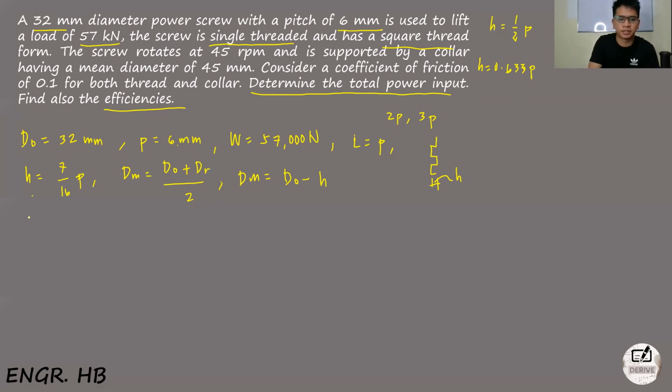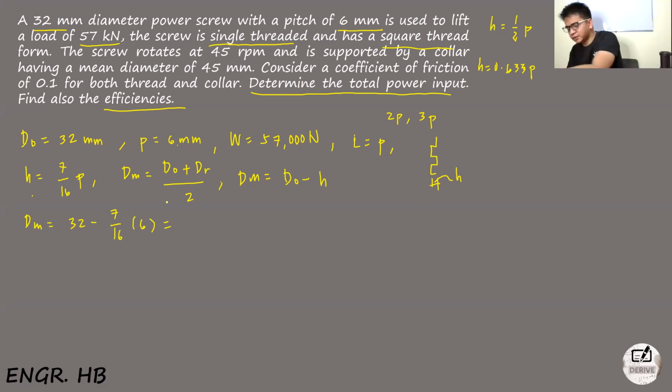So in order for us to get the dm, that will become DO 32 minus 7/16 times 6 mm. So what's the amount of that? So guys, huwag niyong kakalimutan yung calculator niyo lagi. Ayan na yung buhay niyo. Siyempre, as future engineers and as engineer, of course. So we have the 29.375 millimeter. Okay, so meron tayong dm. Ano pa yung mga meron dito?